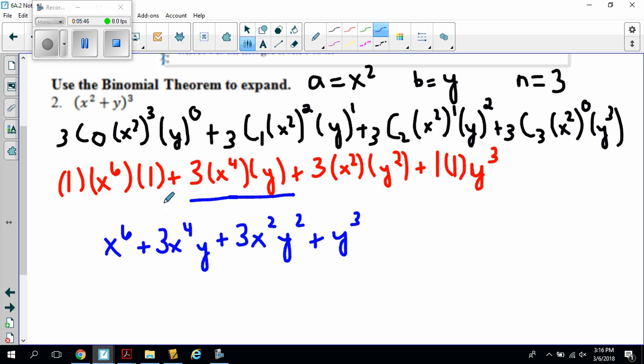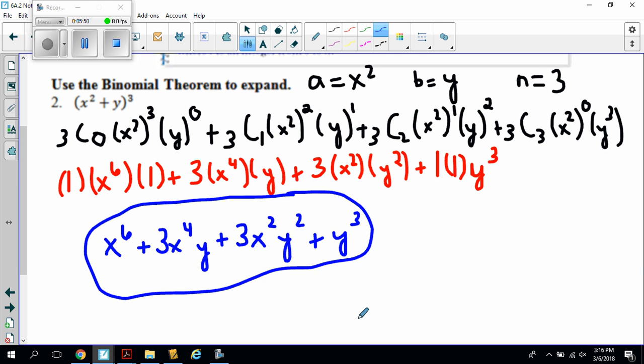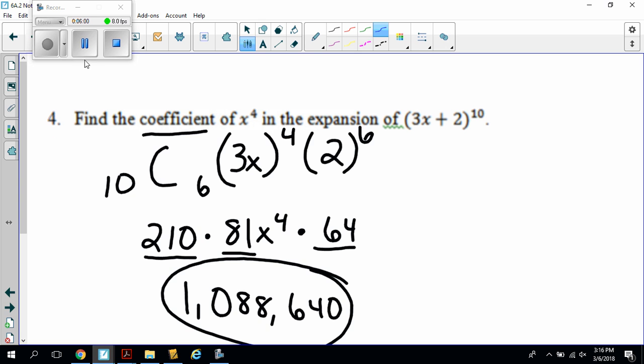Now notice here we do not have any like terms, so we're not going to combine anything. So this would be our final answer here. Okay, so now what we're going to do is go to example 4. So we're going to skip this one and go to example 4.